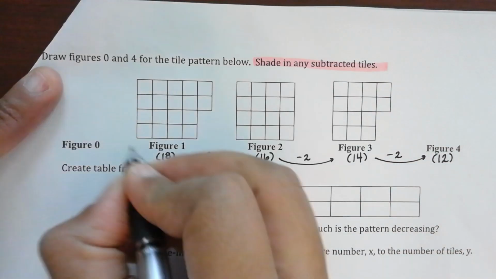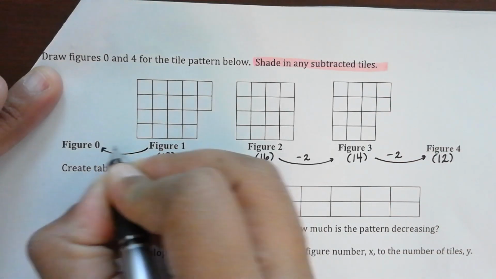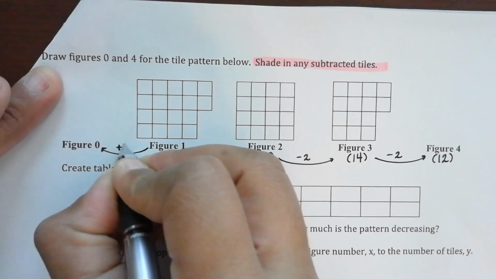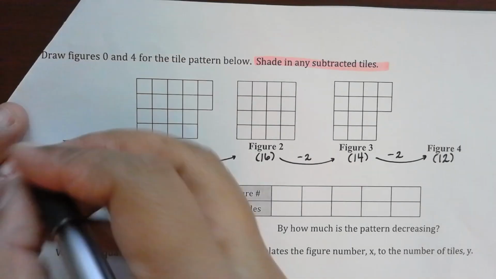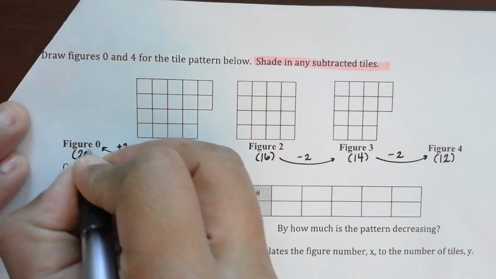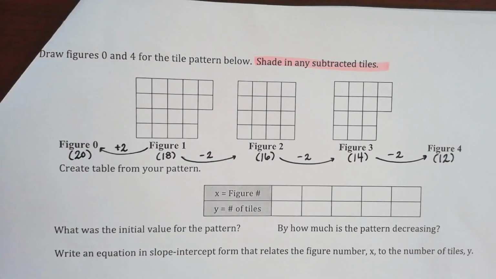How would I go from figure 1 to figure 0? Not minus 2, but plus 2. Remember, it's the exact opposite. So what is 18 plus 2? Where are the tiles being added? Well, subtracted in this case.